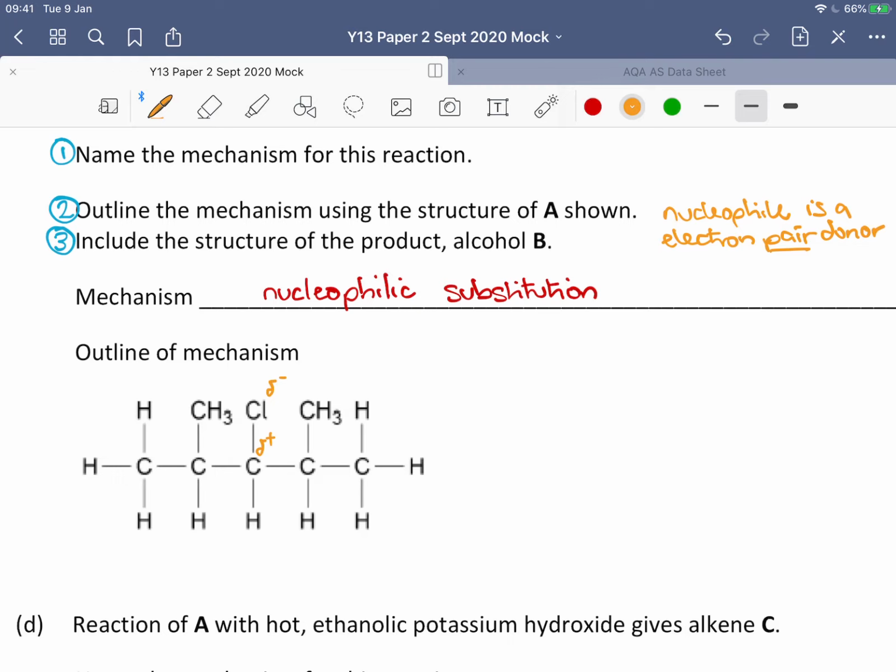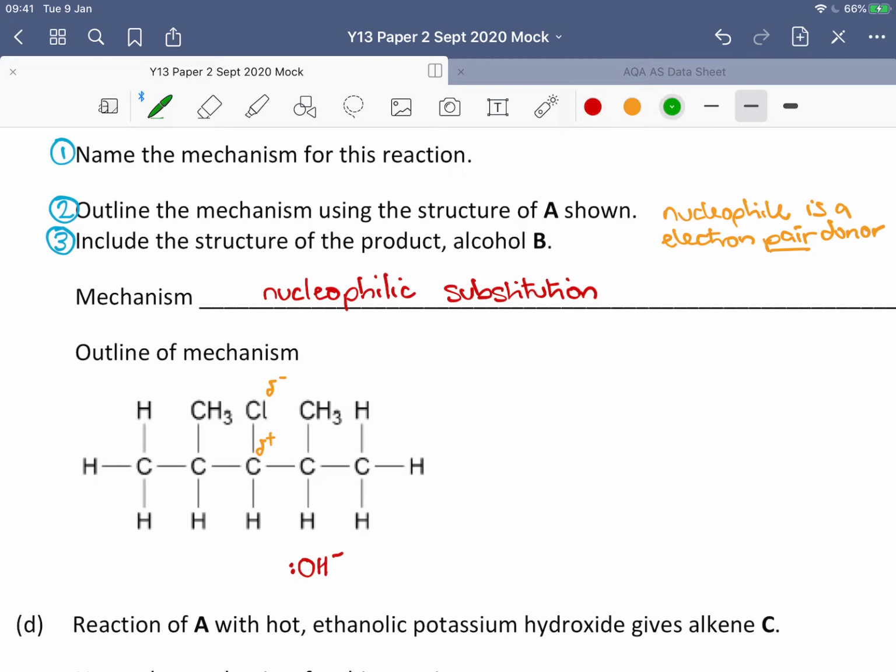It's like a tug of war almost. And so the carbon now gets a partial positive charge. That's that little delta there, lowercase delta. So delta plus, a partial charge, and then we have a little delta minus, so a partial negative charge. So a partial positive charge is going to be attractive to a negative charge, right? And that is the lone pair on our hydroxide ion.